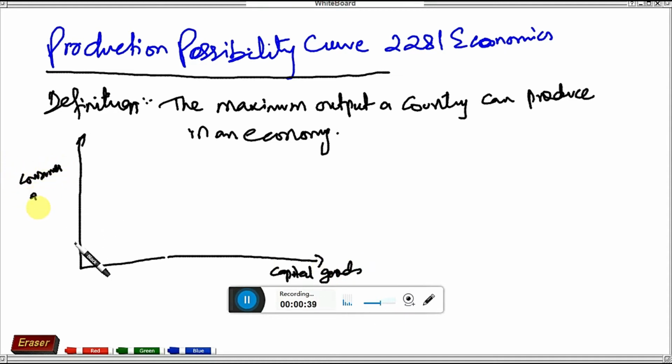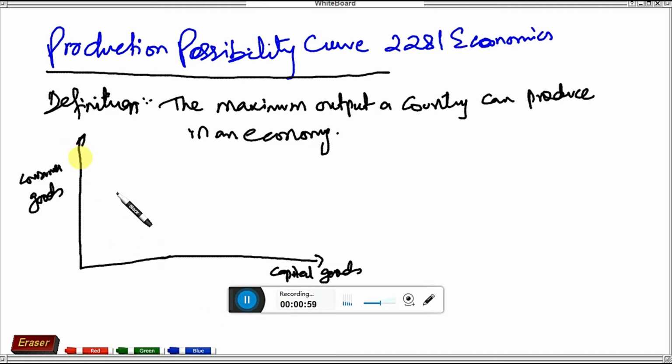On the y-axis we have consumer goods, which means those goods which are directly consumed by the consumer and not further processed. And capital goods? These goods are used for the further production of other goods. So there are two types of goods. This is the first assumption of capital and consumer goods.